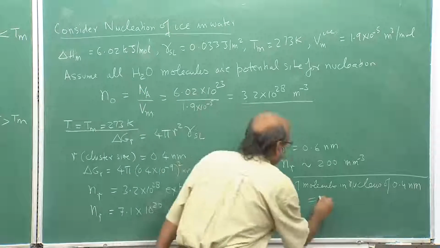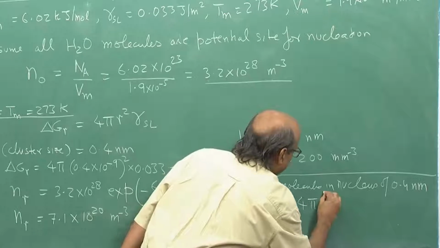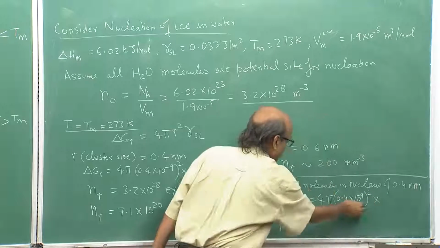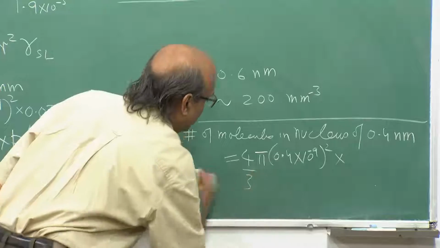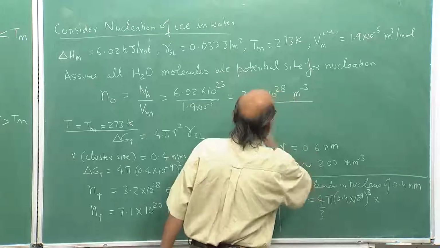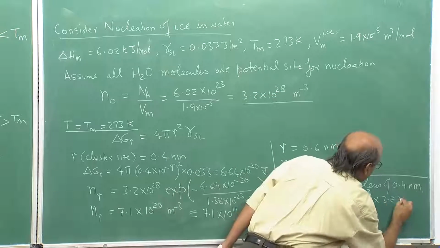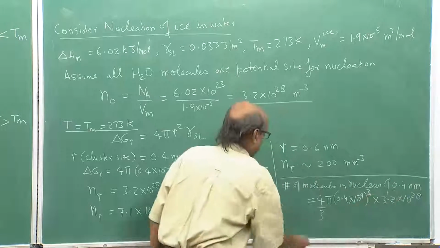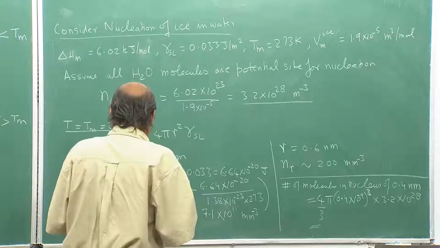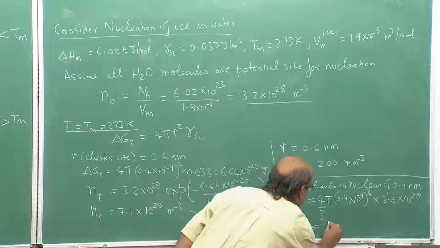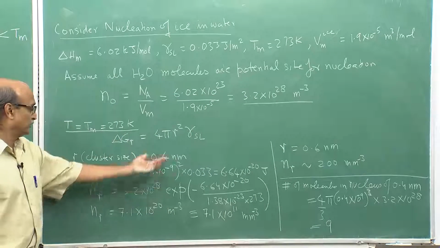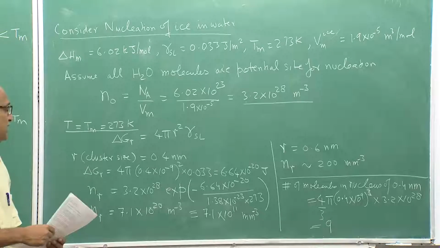So, all I have to do then is simply multiply 4 pi 0.4 into 10 to power minus 9 squared. This is the 4 by 3 pi r cube, the volume of the nucleus, multiplied by 3.2 into 10 to power 28, and this will give me the number of molecules as only 9. So, there are only 9 molecules in a nucleus whose size is 0.4 nanometers.